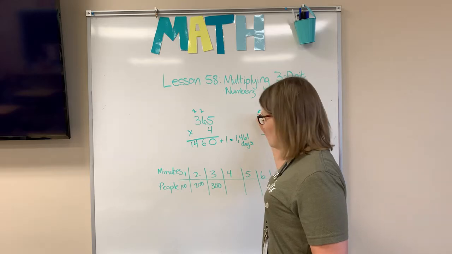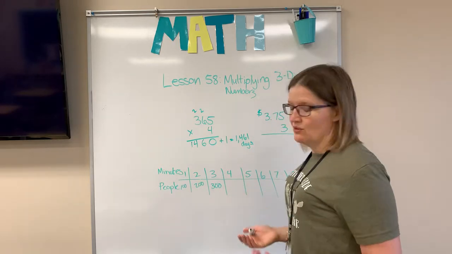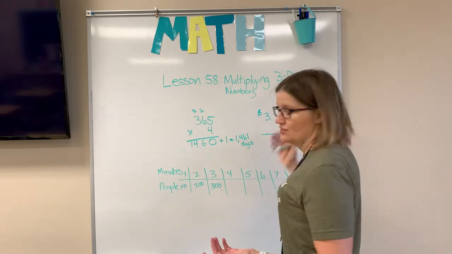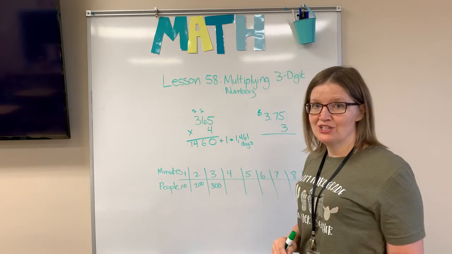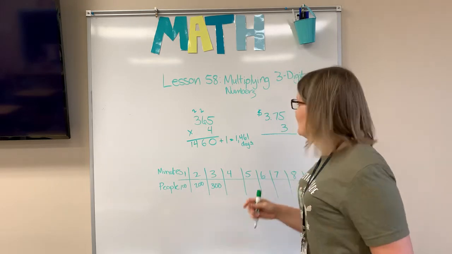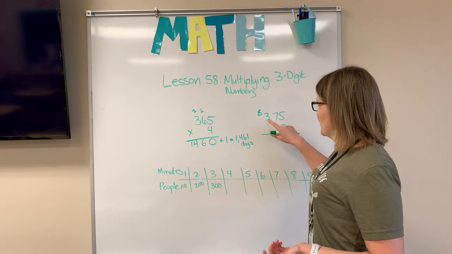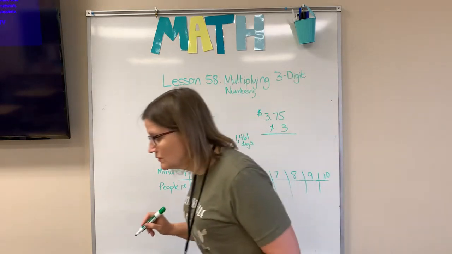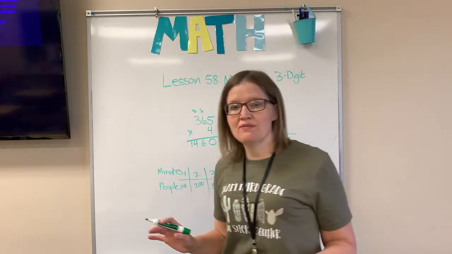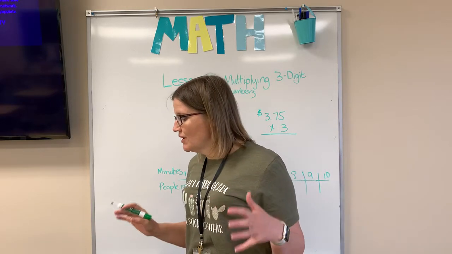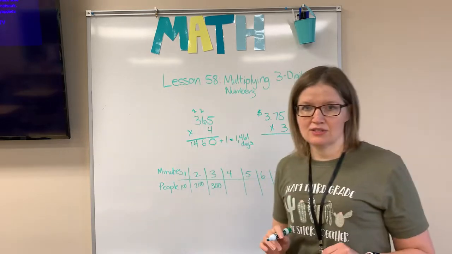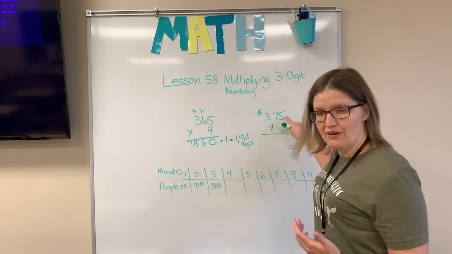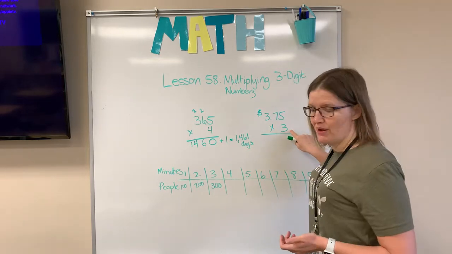Our next problem involves working with decimals. This is another example of how we can use three-digit numbers within money. We have 375. Tickets to the school play were $3.75 each. How much money would 3 tickets cost? So we take $3.75 for 1 ticket and we multiply it by 3.